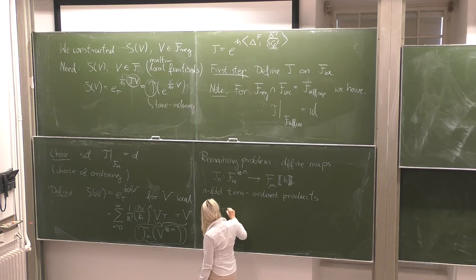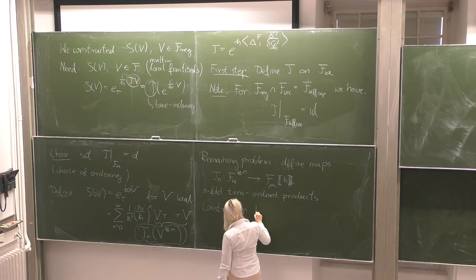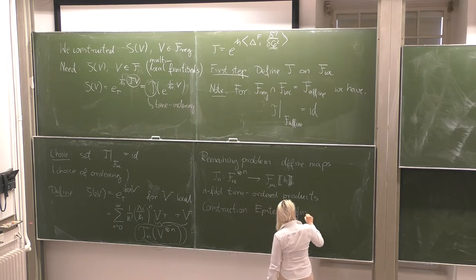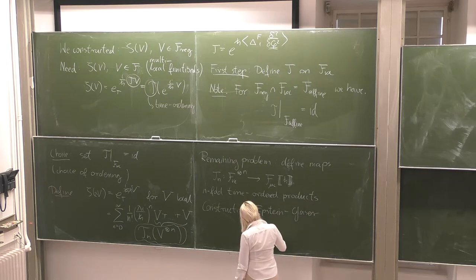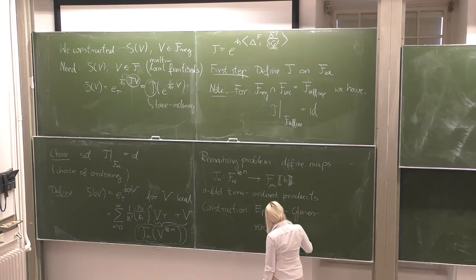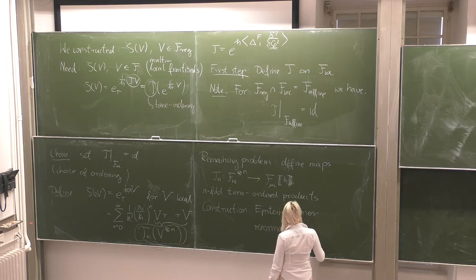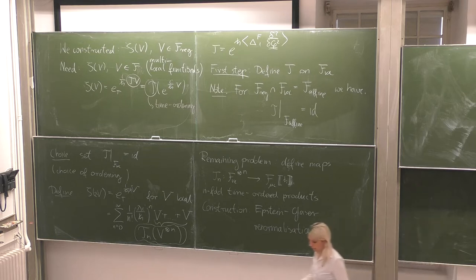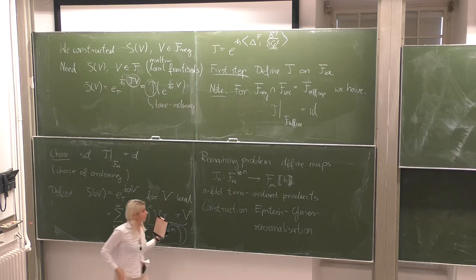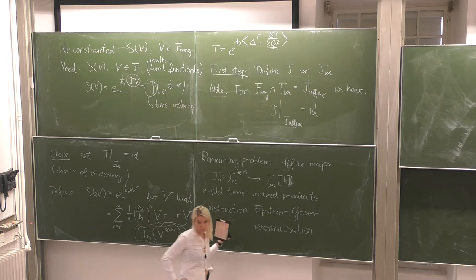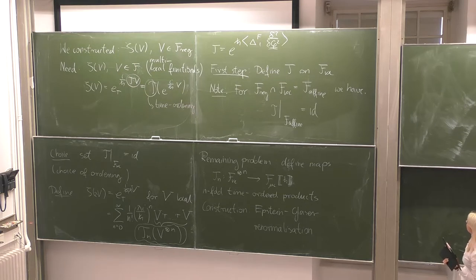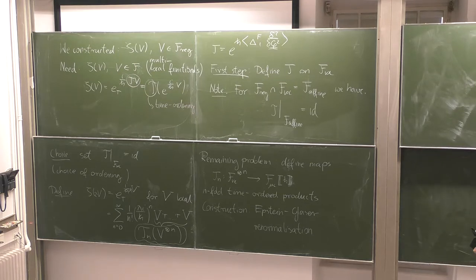And the construction of those things is covered by Epstein-Glaser renormalization. Okay, so the first observation that I'm going to use in that story is that there is actually a domain in this tensor product where the Tn's are already well defined without any cheating involved. So again, observation.